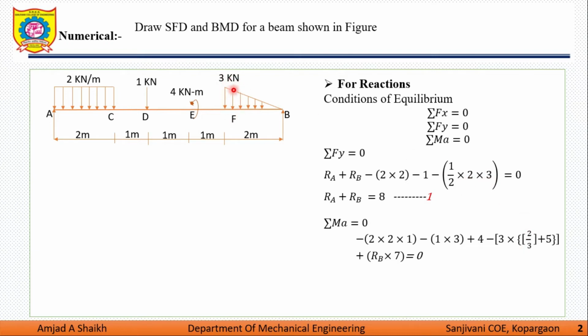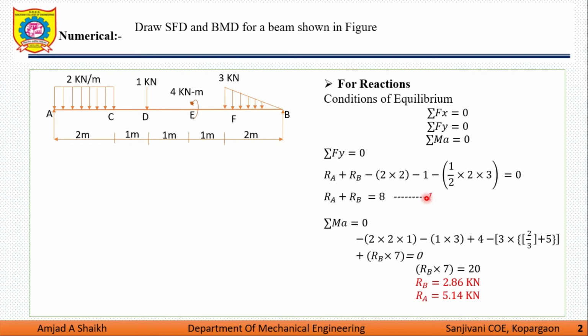We are converting the value of UVL into point load. It will appear at this position, so this distance is base by 3. Base is 2, so 2 divided by 3, and this distance is 2 base by 3. So 2 by 3 plus 5 is the distance of the point load from point A. We get this value. After that, Rb, which is 7 meter away from point A. So plus Rb into 7, which is anti-clockwise in nature, is equal to 0. So we get Rb into 7 is 20. If I do the calculation, Rb is equal to 2.86 kilonewton. If we put the value of Rb in equation number 1, I get Ra is equal to 5.14.